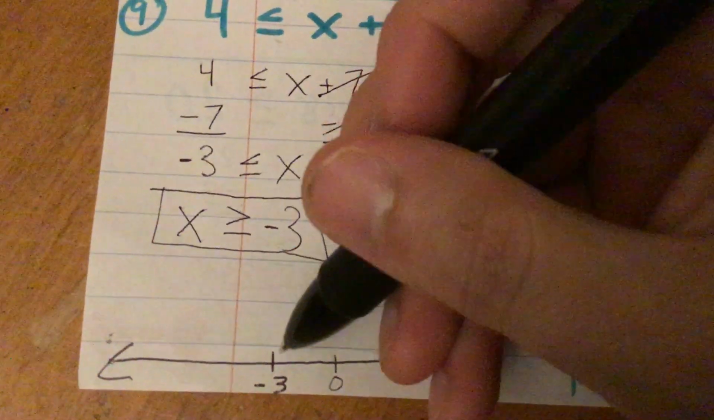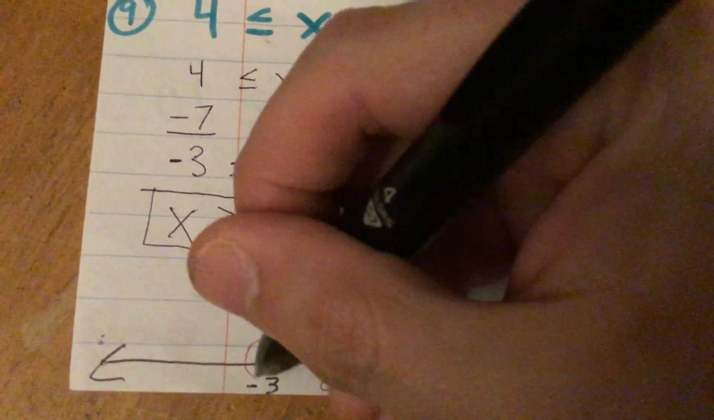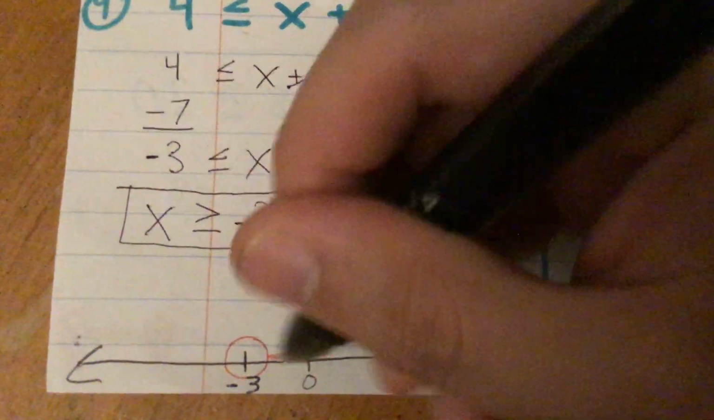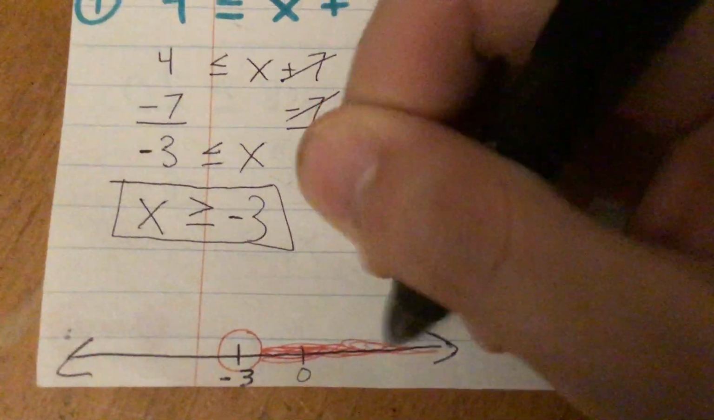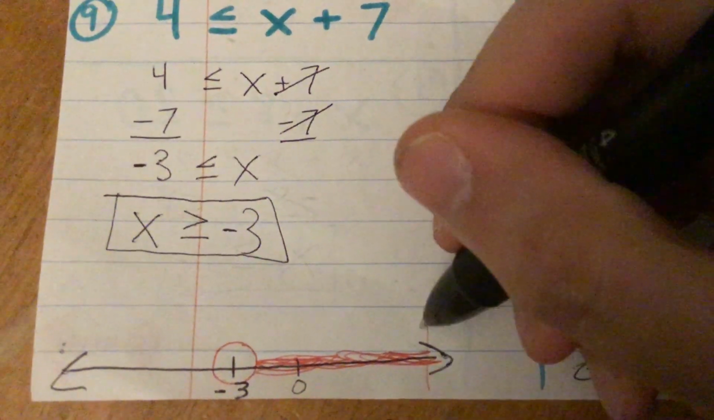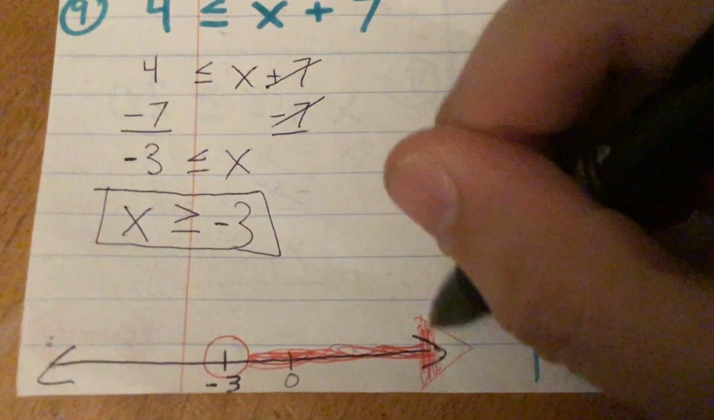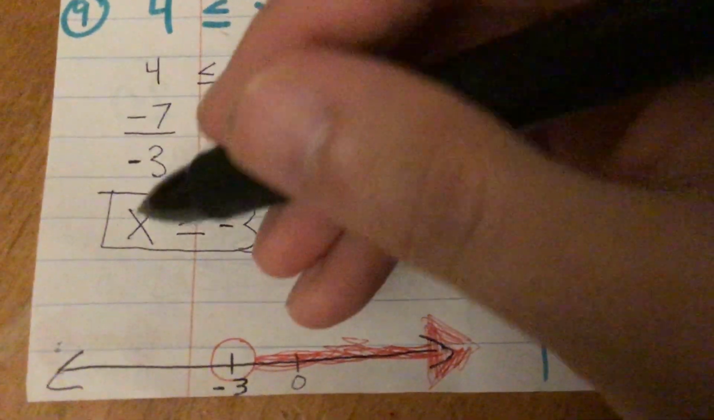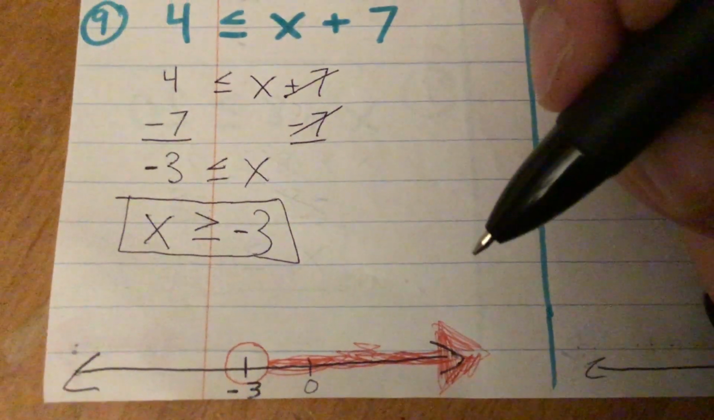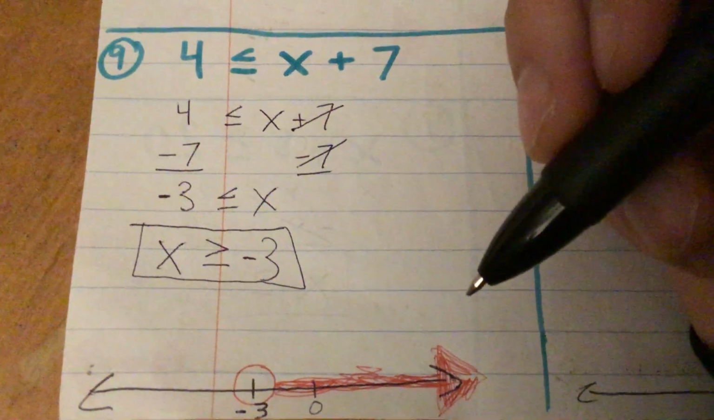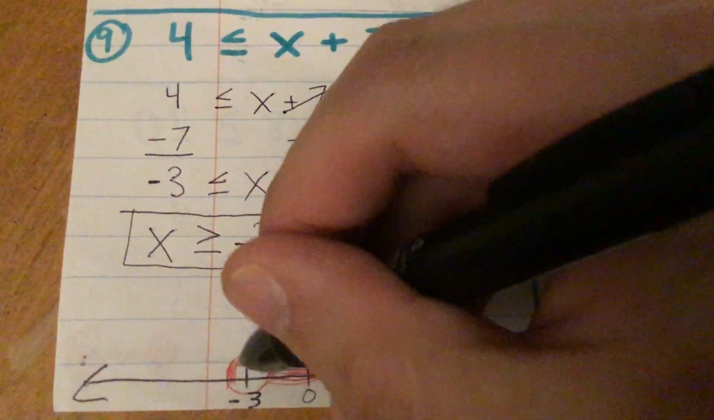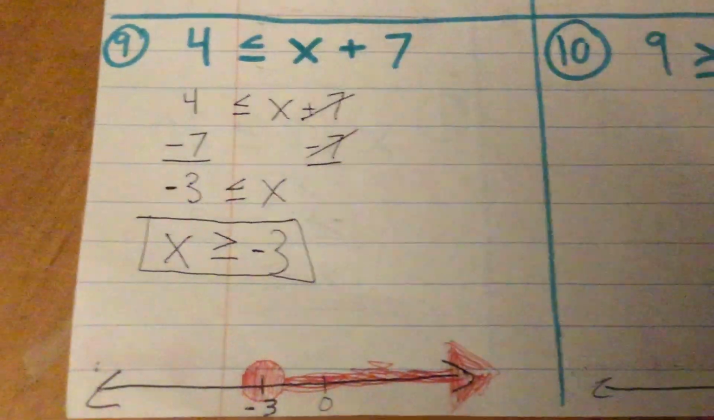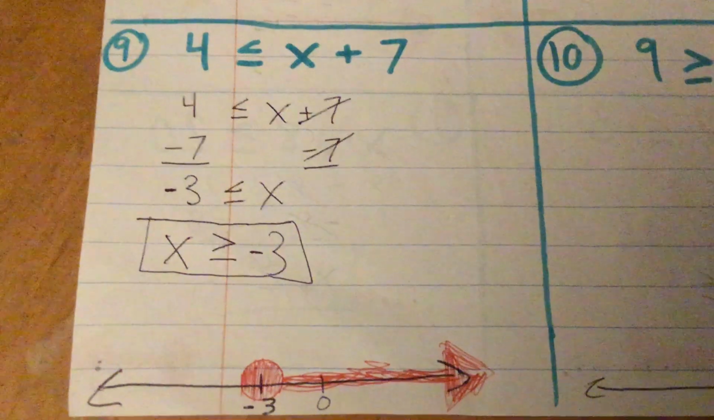So now that I've got -3 as my endpoint, I'm going to circle it. And if x is greater than -3, I'm going to shade to the right. And at the end of the number line, I'm going to put a big fat arrow. And now it's greater than or equal to, so is -3 itself invited to the birthday party? Yes. So anything that's bigger than -3 and including -3 is legal to plug in for x.